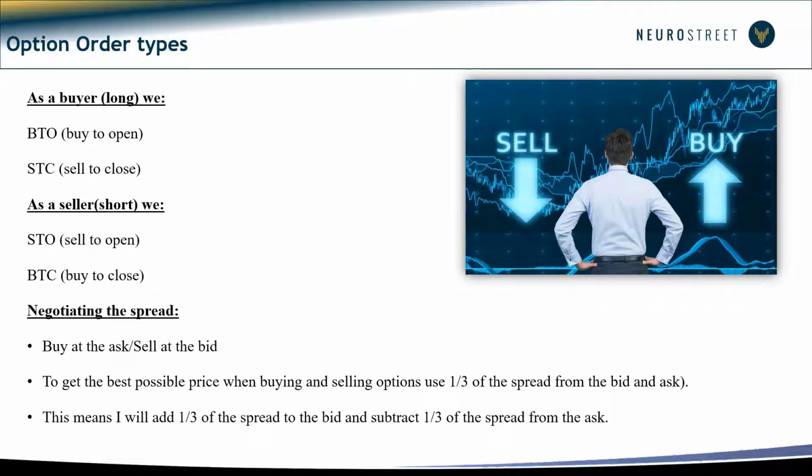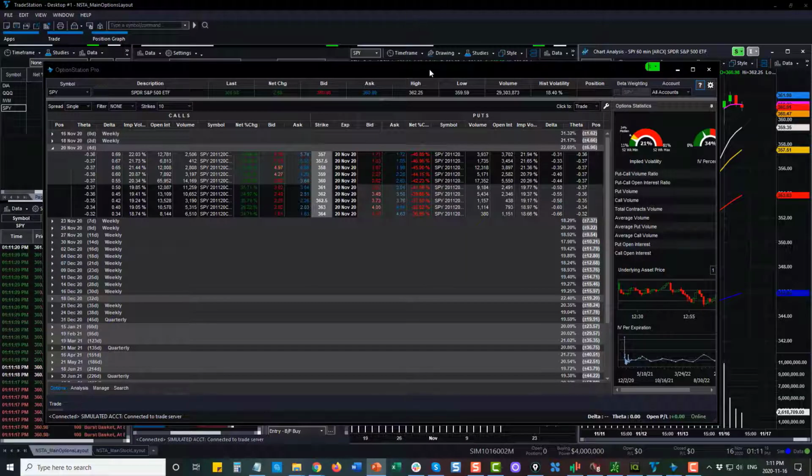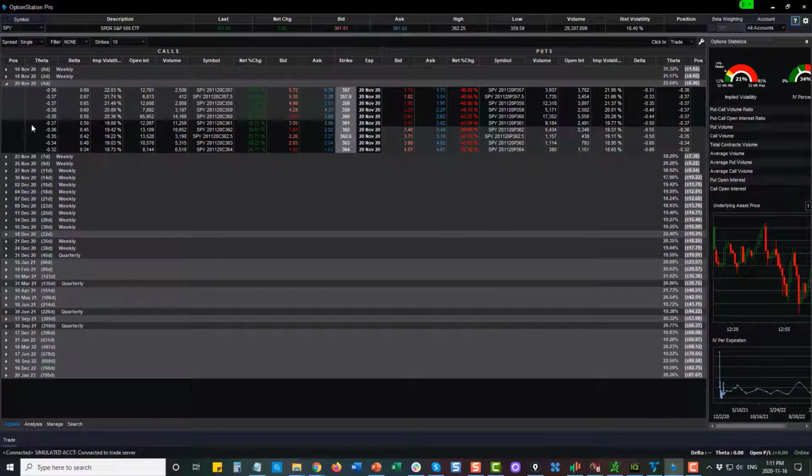So let's do an example together. Okay, let's say I wanted to buy this option contract here at the top. I want to buy at the ask, sell at the bid. Okay, well, I'm buying options contracts. So essentially, if I want to buy the 357 strike price, let's use a different example. Let's use one with a little bit of a bigger spread here.